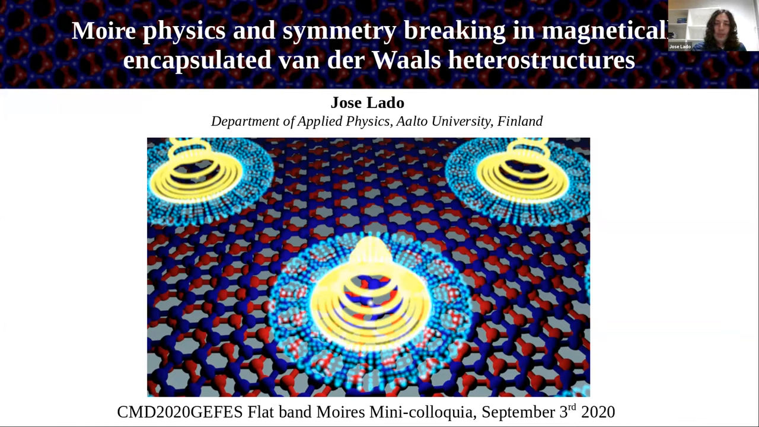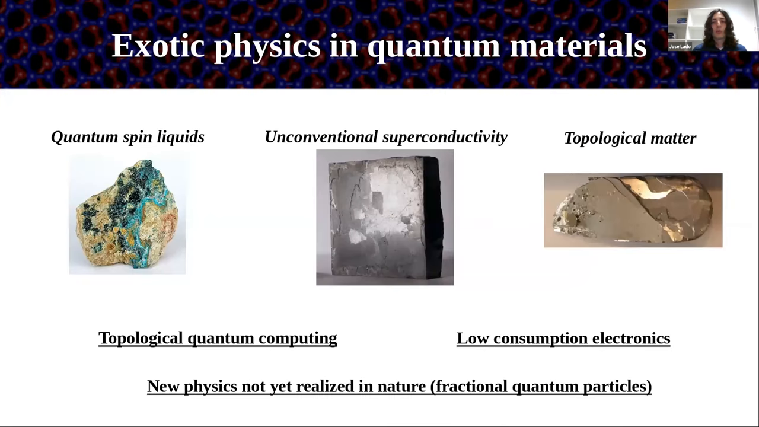So today, I'd like to tell you about how we can create controllable correlated states by using twisted two-dimensional materials that are magnetically encapsulated. This idea is essentially based on something that we have been exploiting in condensed matter for quite some years now, which is looking for exotic physics in quantum materials.